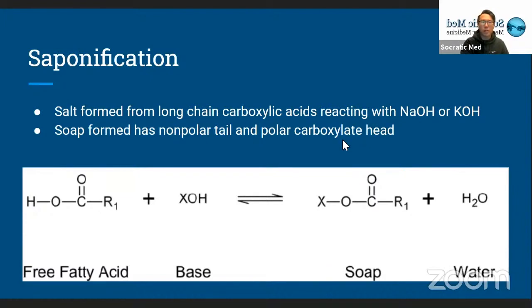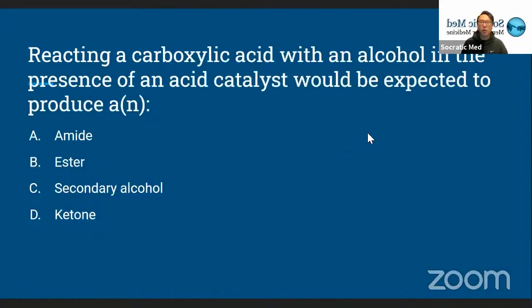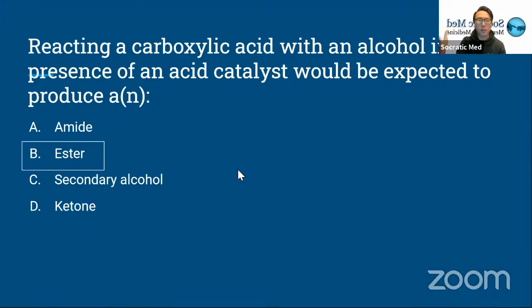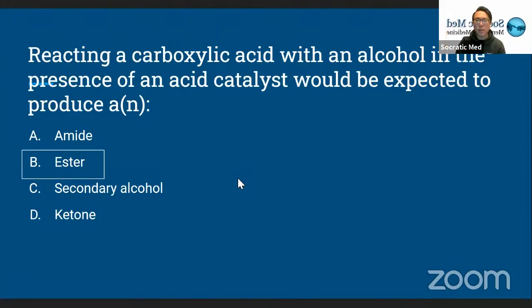Reacting a carboxylic acid with an alcohol group in the presence of an acid catalyst, what would you be expected to produce? Everyone picked choice B, and that's the correct answer. When you take a carboxylic acid and react it with an alcohol using an acid catalyst, that would form an ester group. So just remember, if you react a carboxylic acid with an alcohol, it would form an ester group.